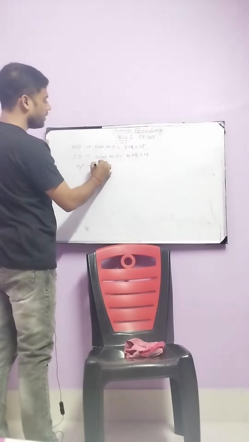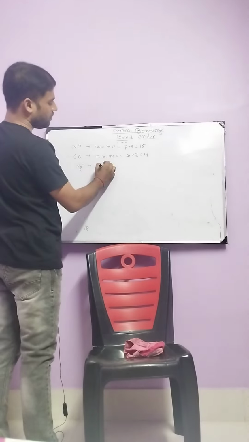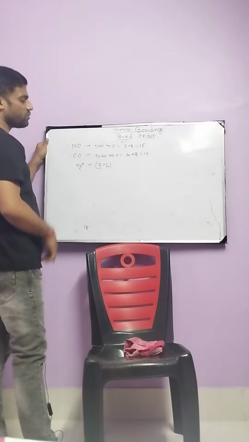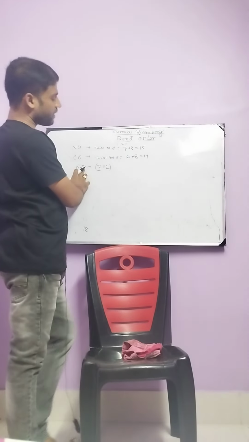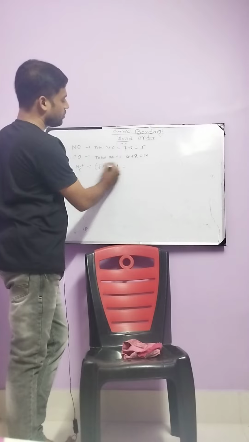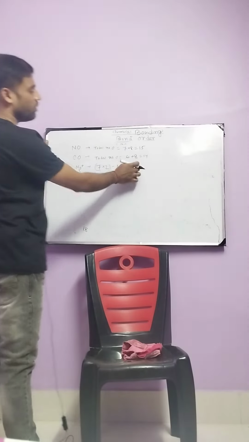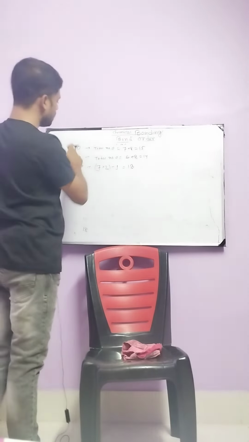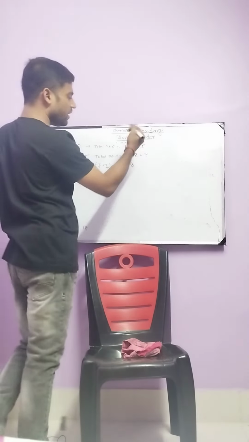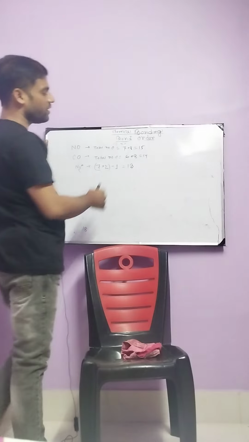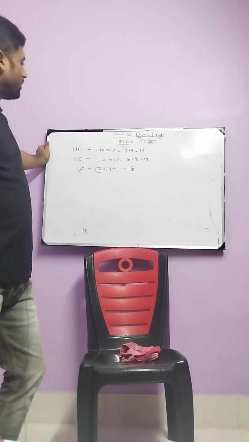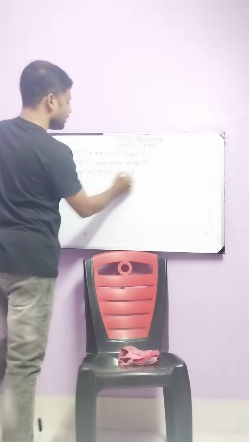N2 plus: nitrogen has 7 electrons, there are 2 atoms, and the plus sign means cation, which means 1 electron deficient. So the total number of electrons is 13. So we conclude that the total electrons in these species are 13, 14, 15. This table is valid for a total number of electrons 10 to 18.